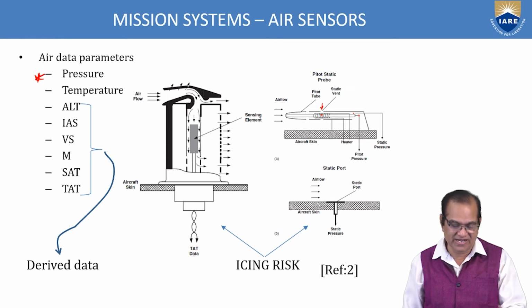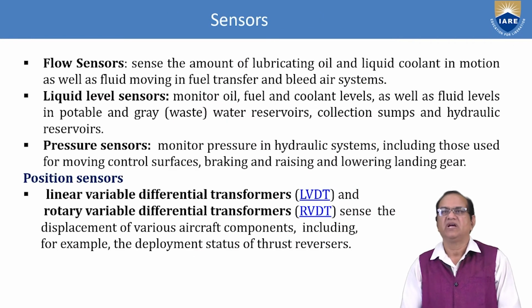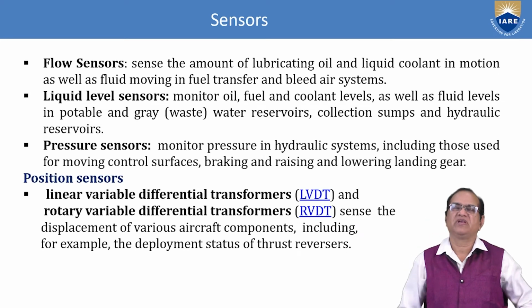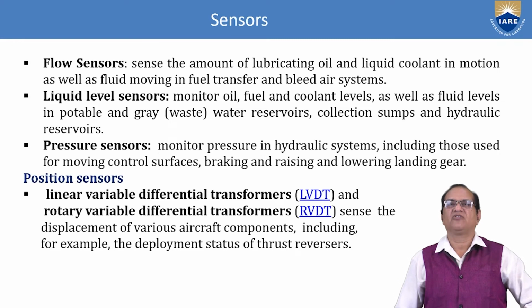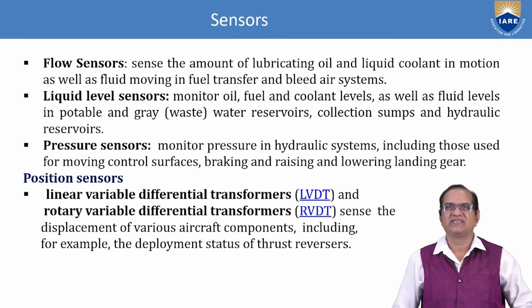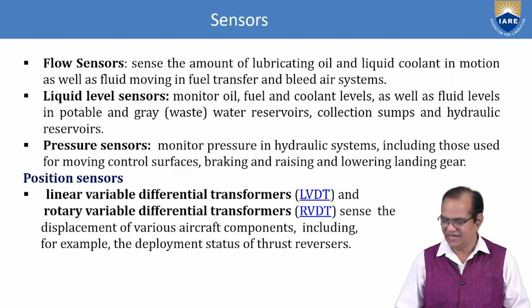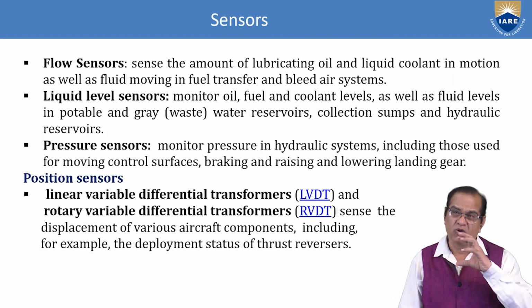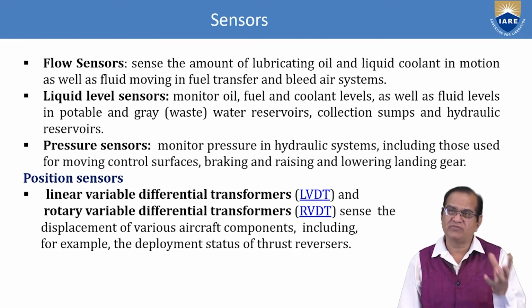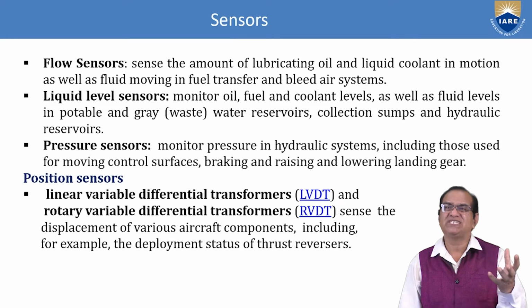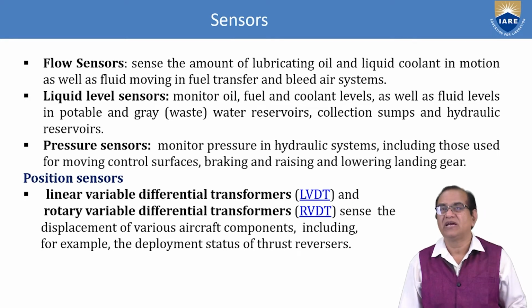By air itself we can get all these parameters. Now another type of sensors we have are called flow sensors, liquid level sensors, and pressure sensors. If you talk about the flow sensors, these sense the amount of lubricating oil and liquid coolant in motion, as well as fluid moving in fuel transfer, and the bleed air temperature. So the flow of fluid, the flow of fuel, oil, and hydraulic fluid, how much is flowing, we have to measure, and these things are measured by the flow sensors.